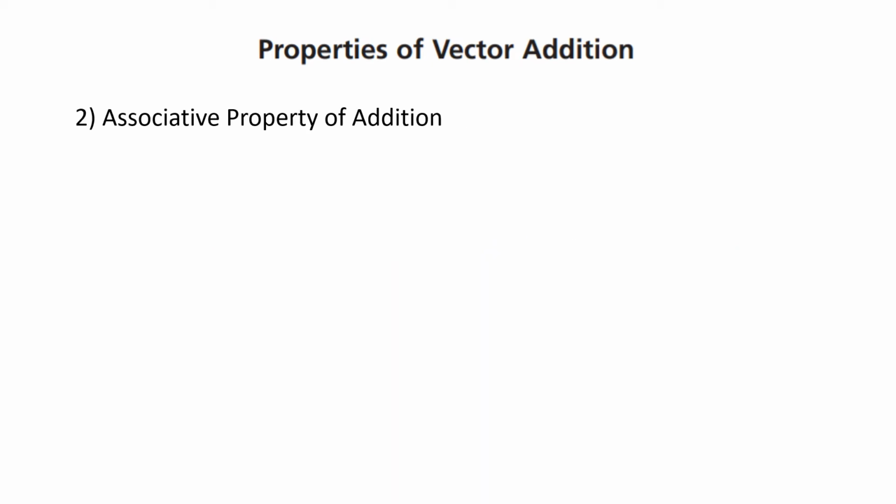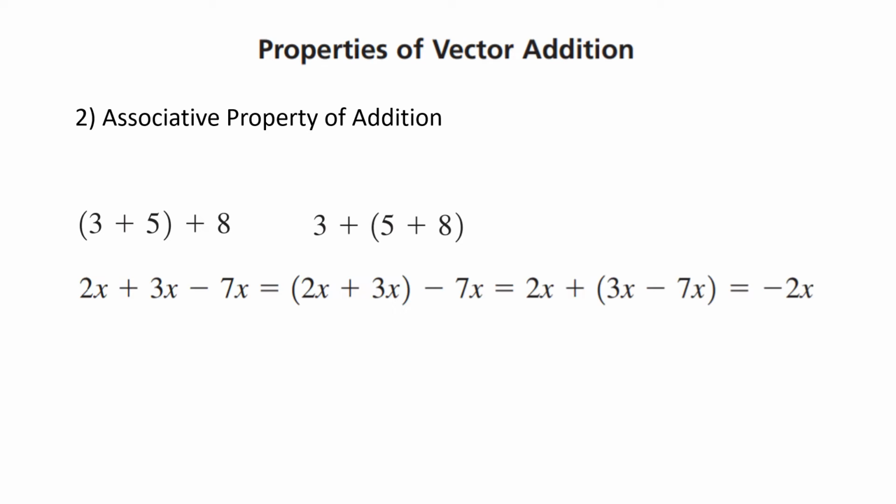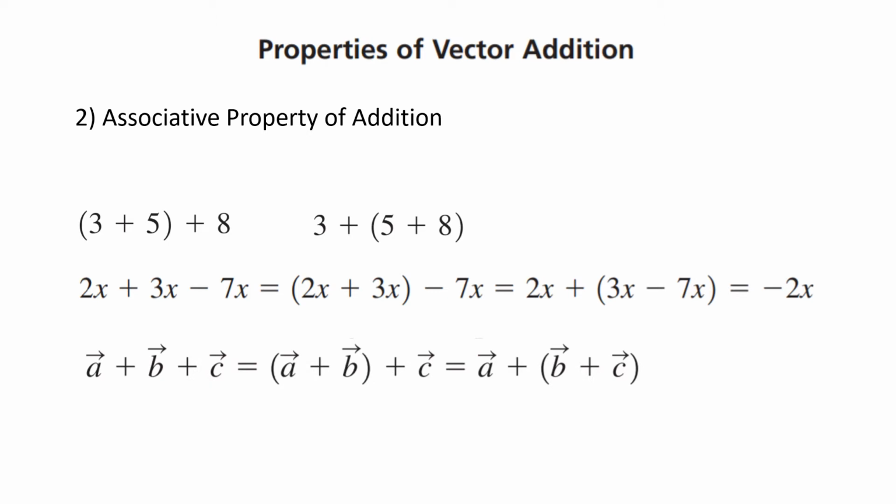Rule 2, associative property of addition. This states that you're free to associate the numbers however you choose. For example, if you have numbers 3, 5, and 8, you can associate them in this way by separating into brackets. You can also apply this to equations such as this one, and your result will be the same, or when adding vectors. So it just doesn't matter what you separate the brackets into.